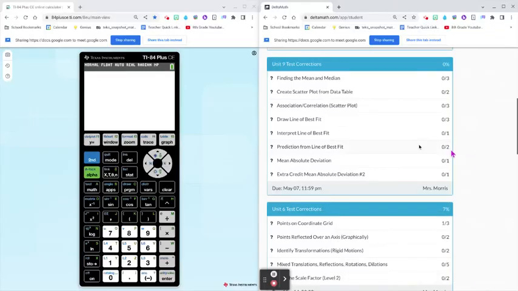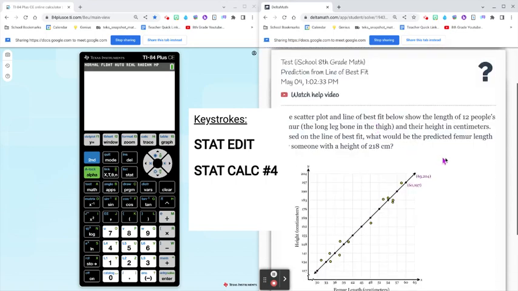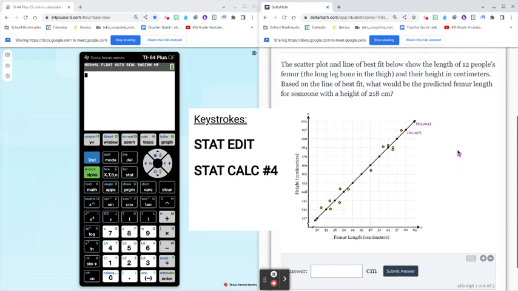All right, guys, I would like to show you how to do a prediction from a line of best fit. You can also use this skill anytime you have a line and you want to know a point on that line. So let's get started. All right, so I would like to mention this is one way of doing it. There are multiple ways, as usual, of doing a math problem.